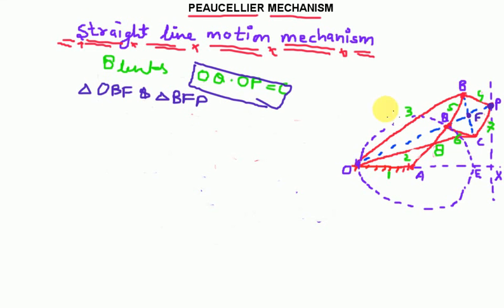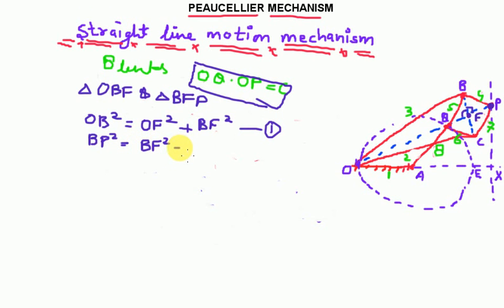that is right angle triangle OBF, right angled at F, and BFP, that is right angled at F again. OB square is equals to OF square plus BF square. Let it be equation 1. And in the same way, from triangle BFP, hypotenuse is BP. BP square is equals to BF square plus FP square. Say equation second.